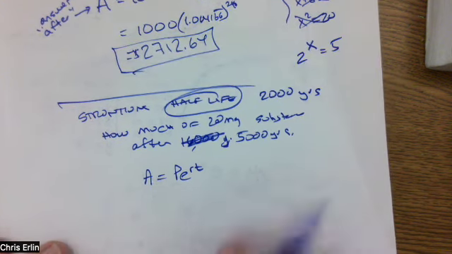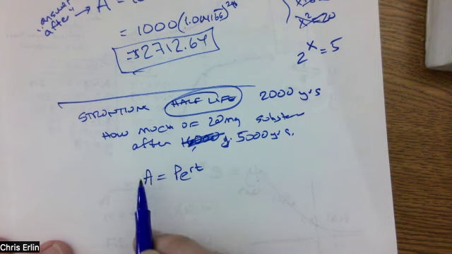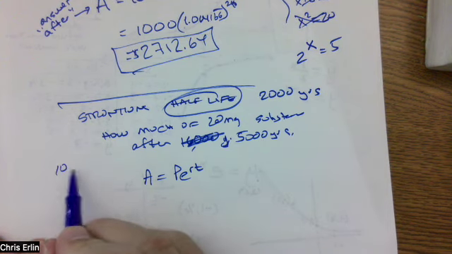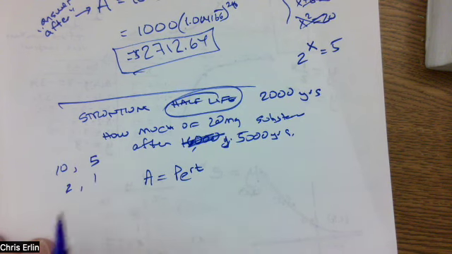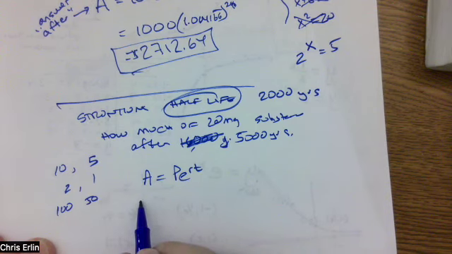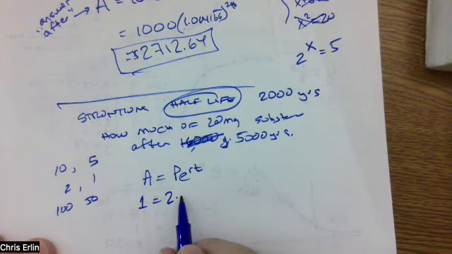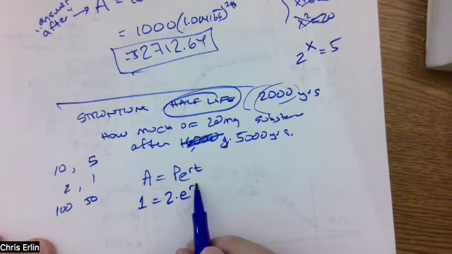It lost half of its value. So what would be a relationship between the initial amount and the later amount such that it's losing half the amount? Maybe we started with 10, in which case our after would be 5. Maybe we started with 2 and our after would be 1. Maybe we started with 100% and our after would be 50%. It doesn't matter what you choose. Whatever values you pick, the after amount has to be half of the initial amount. We don't know the rate. We're looking for a half-life value being 2,000 years.